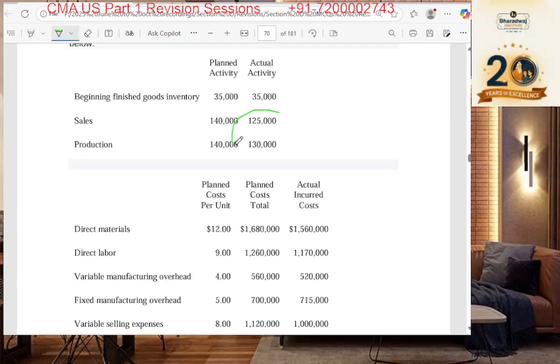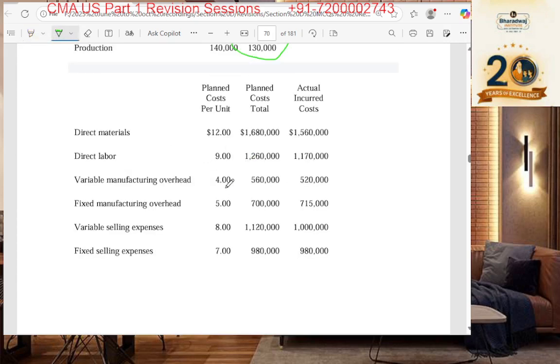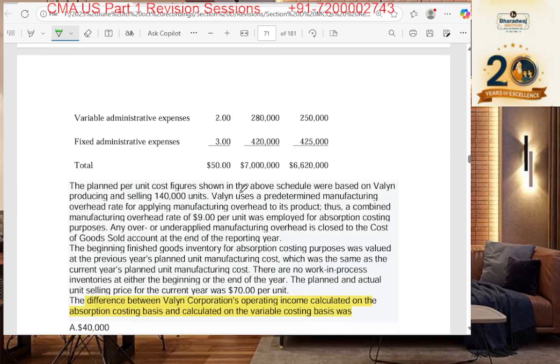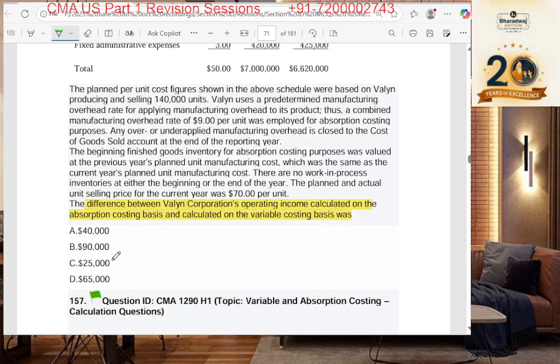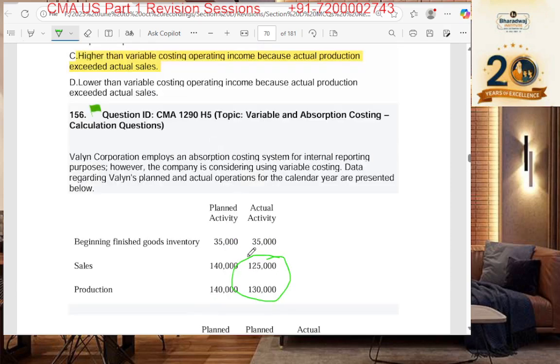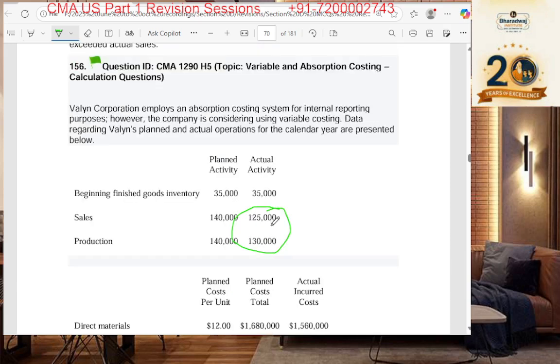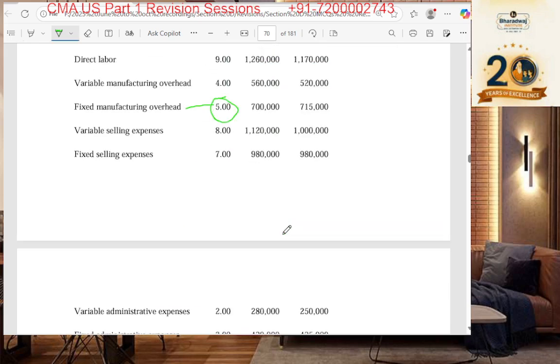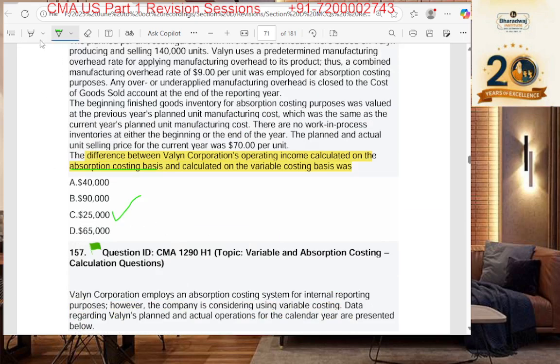What is the difference? 5,000 into what is the fixed manufacturing overhead? 5. 5,000 into 5 is how much? 25,000. In absorption costing we would have taken this in inventory, but not in marginal costing. So the difference will be 5,000 into the difference in units. Please remember, opening inventory is the same. Only current year production is more than sales. So directly 5,000 into 5, the answer is 25,000.